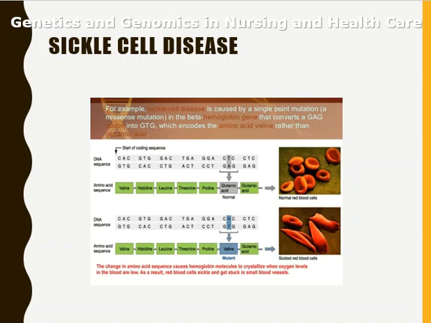And you can see in the picture here, the top identifies the formation of normal hemoglobin. You see in the 6th position, the amino acid sequence involves glutamic acid. And then down below, there's that mutation in the 6th position, and that results in valine, which results in the abnormal sickling of cells and the formation of HbS hemoglobin.